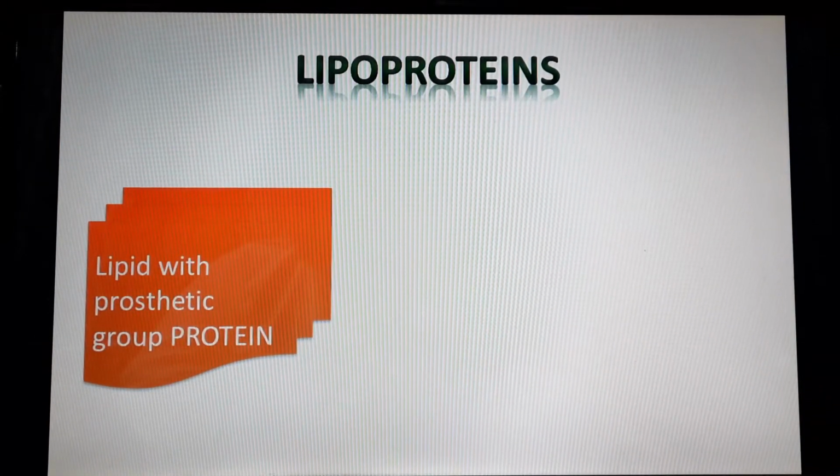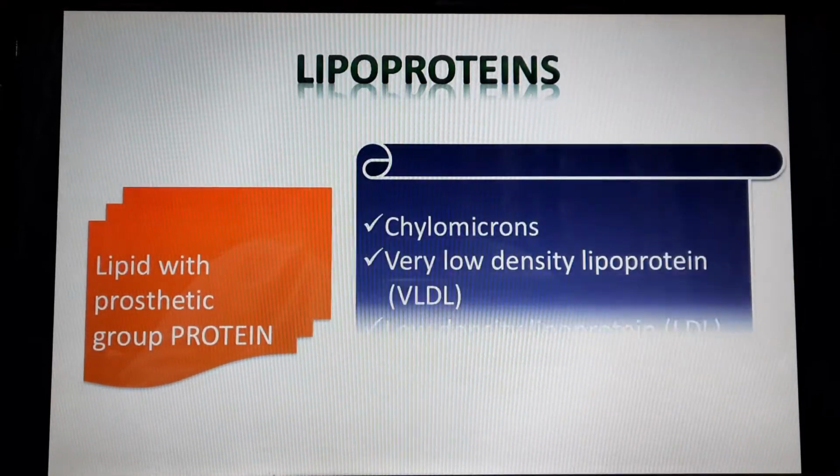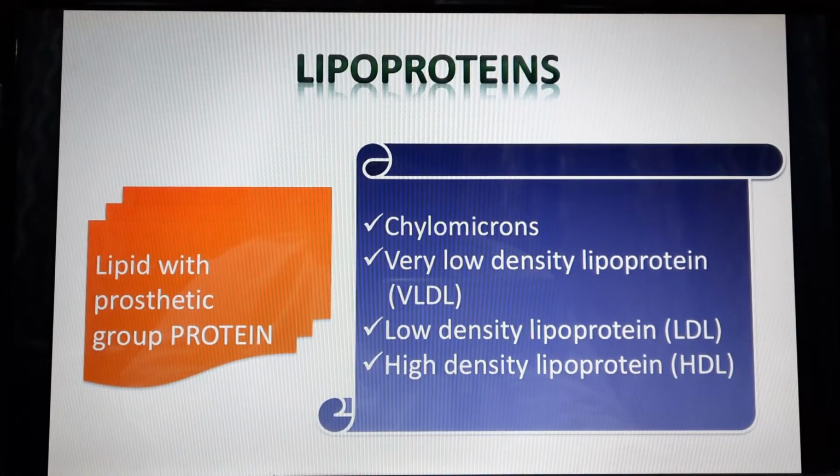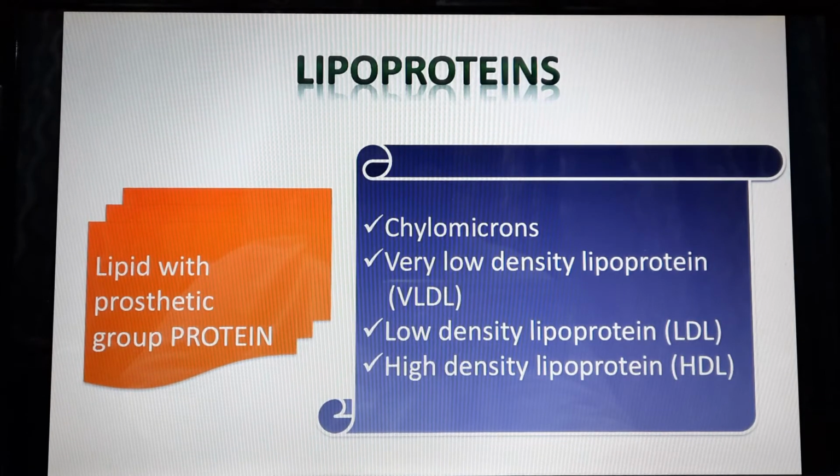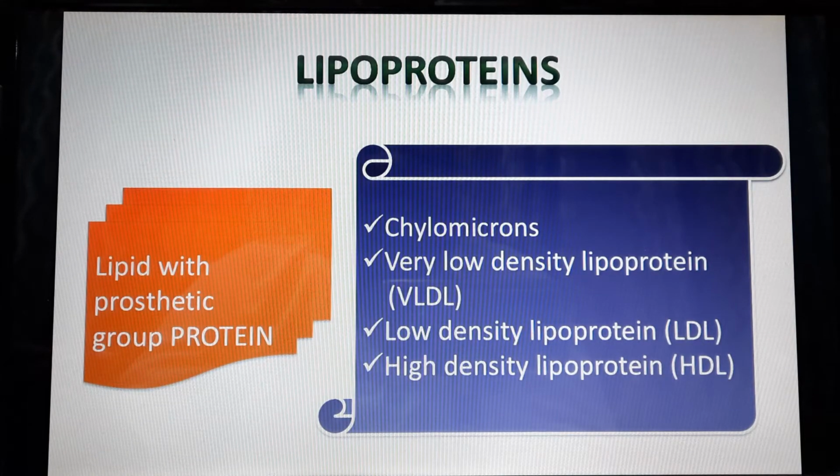Lipoproteins. These are the lipids in which the prosthetic group is protein. Examples are chylomicrons, very low density lipoproteins, low density lipoproteins, and high density lipoproteins. Now these are basically classified on the basis of the presence of the protein. The more proteins are present, the more dense the lipoprotein will be. So chylomicrons have less protein as compared to all. Very low density lipoproteins have more proteins as compared to chylomicrons.